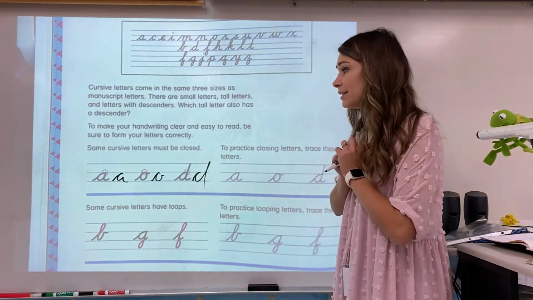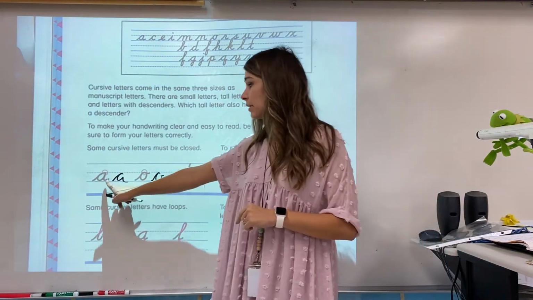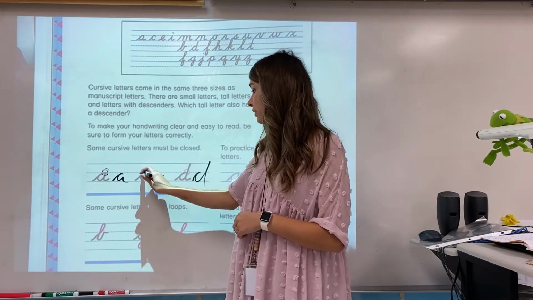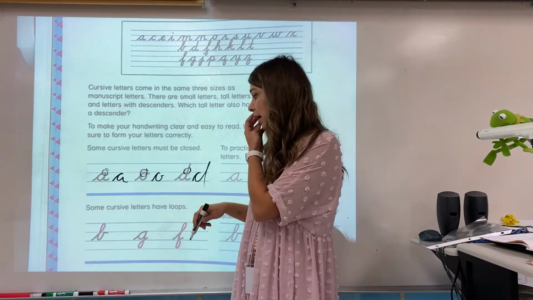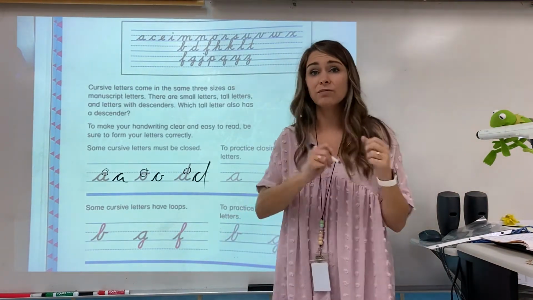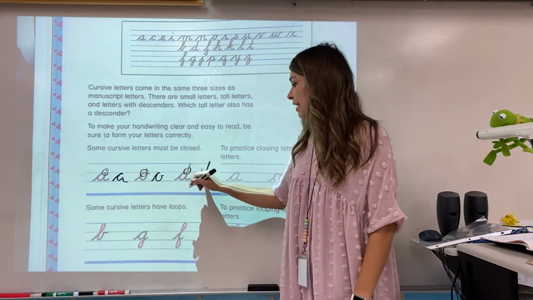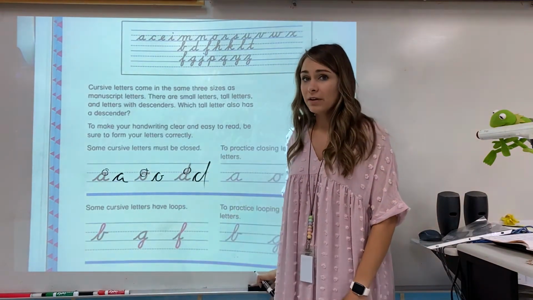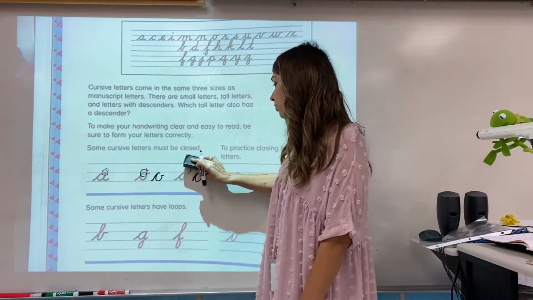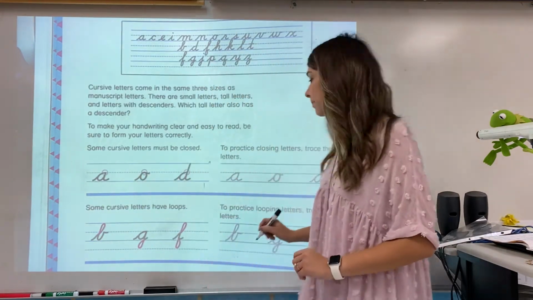Okay, next it tells us that some cursive letters must be closed. So they gave us some really awesome examples showing where we close our A, where we close our O, and where we close our D. I put some really bad examples next to it. Sometimes I have students that are writing in a hurry and they leave gaps in their A's, in their O's, and in their D's. It's never good to write your cursive in a hurry because we can make really sloppy mistakes. So we're going to practice tracing over these letters and making sure that we close them.